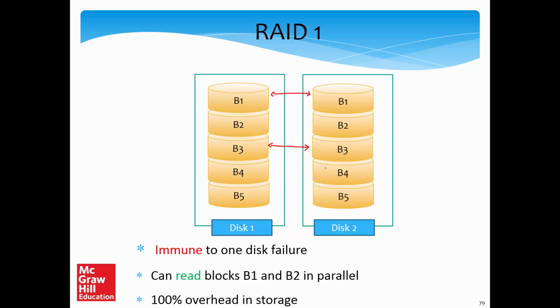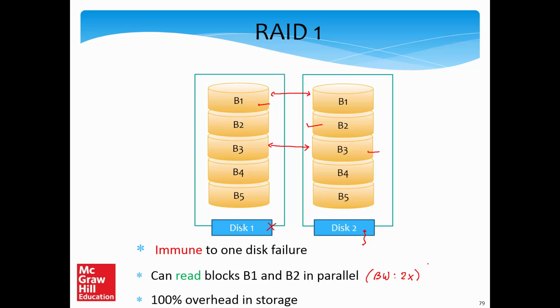The advantage of this scheme is that it is immune to one disk failure, which means that even if this disk completely fails, we will still be able to run the system in a normal fashion just by using disk number 2, because there is complete mirroring between the disks. Furthermore, it is possible to read any pair of blocks in parallel. For example, we can read B1 and B2 or B1 and B3 in parallel from both the disks. So this, in a sense, doubles our bandwidth from the disks.